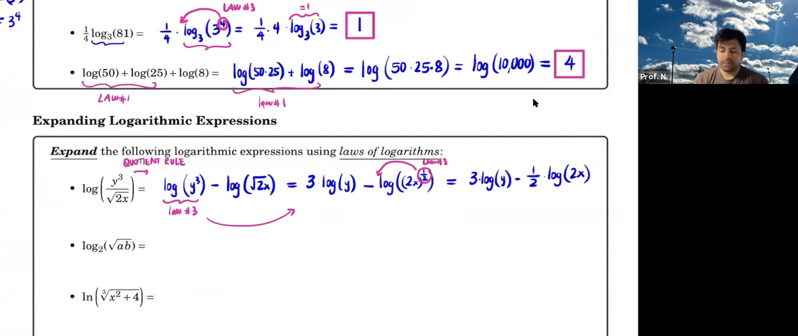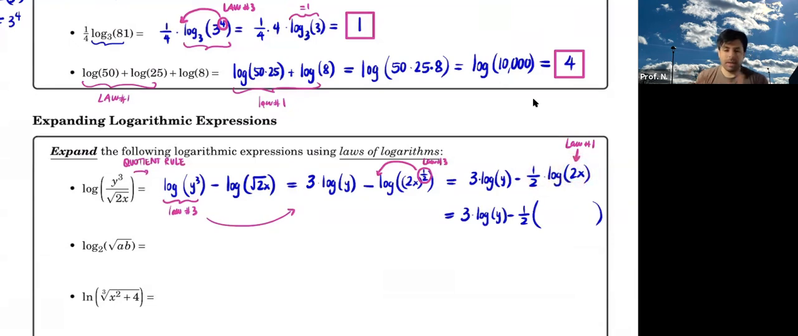And can I do anything further from here? Am I finished with expanding? Well, there's one more thing I can do. If you notice, 2x is also a product. So this is a product. So I can apply law number 1. Now be careful here. This is going to be 3 log of y, right? Now I'm going to put parentheses around this because the 1/2 is being multiplied, right? And I'm splitting this, but I still have this 1/2 in front.